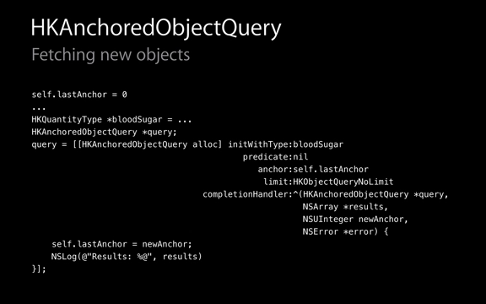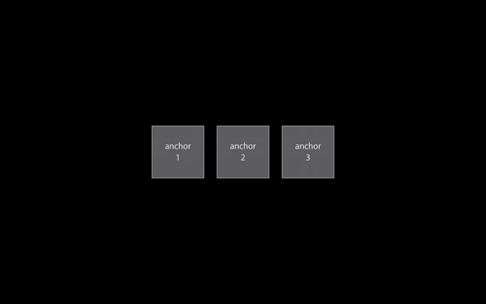Here's an example of us creating an anchored object query. At some point in time, probably during our initializer, we set our last anchor to be 0. When we create our query, we tell it that we want all blood sugar readings that have occurred since our last anchor, and we don't want to limit our results. And in our completion handler, we'll get our results as well as a new anchor, which we can then use in our next query. Let's see how this would look with some actual data.